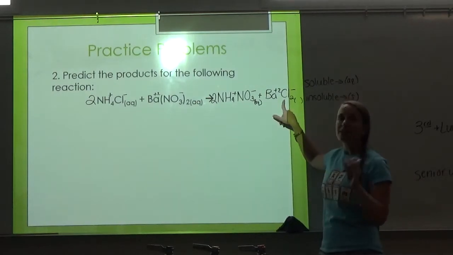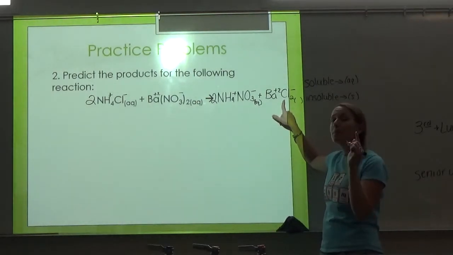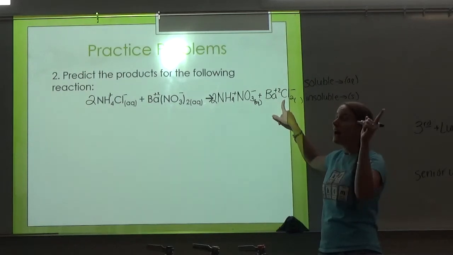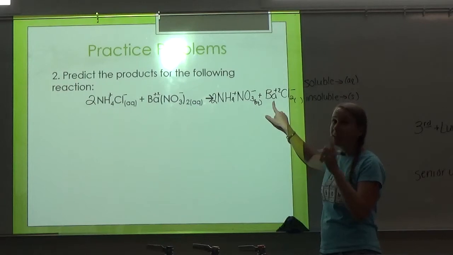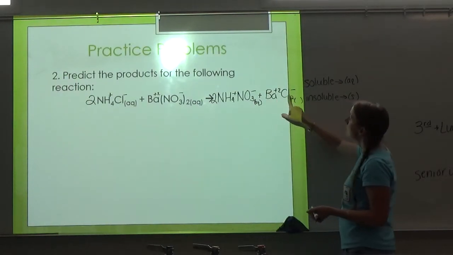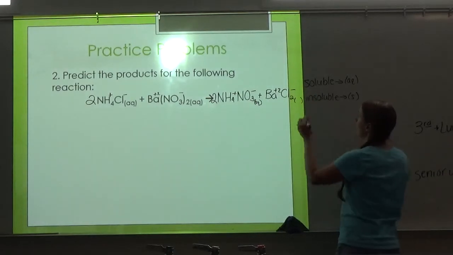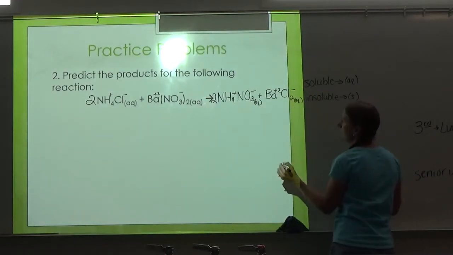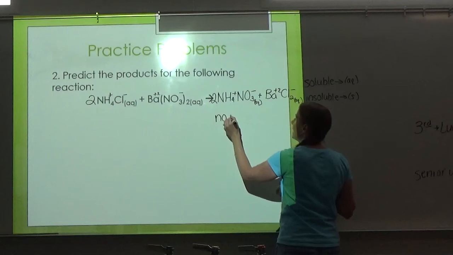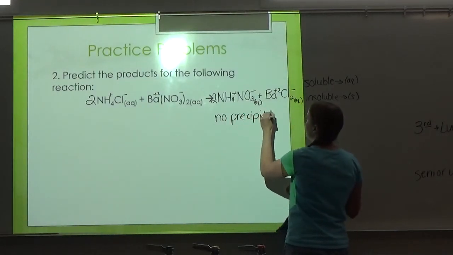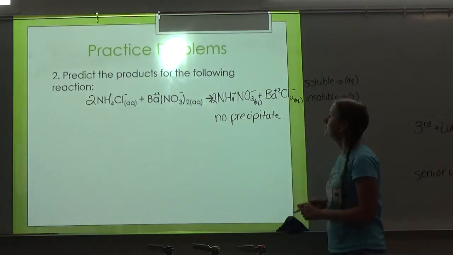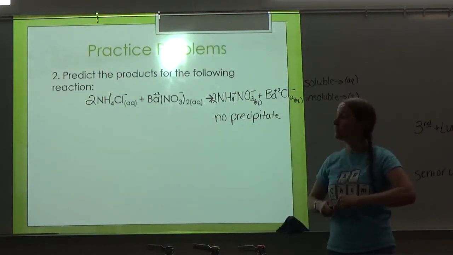And then Cl is normally soluble, but it has some exceptions. However, Ba is not one of the exceptions for Cl. It is an exception for SO4, but it's not an exception for Cl, so Cl will be soluble, and this will also be aqueous. So in other words, in this reaction, there is no precipitate.